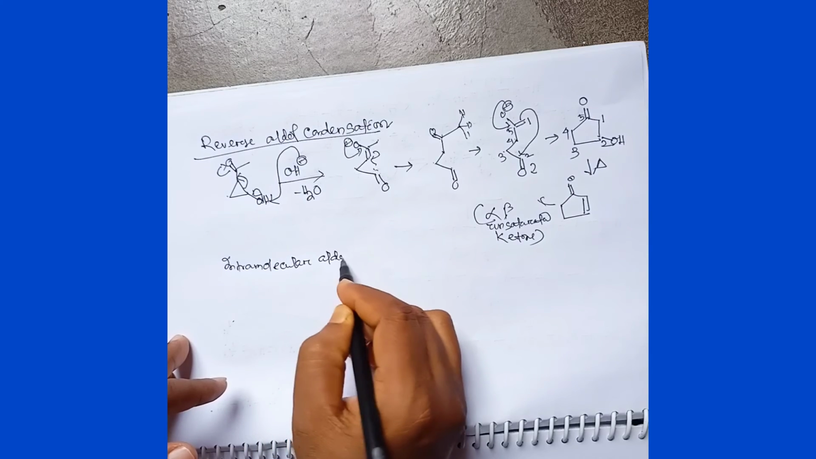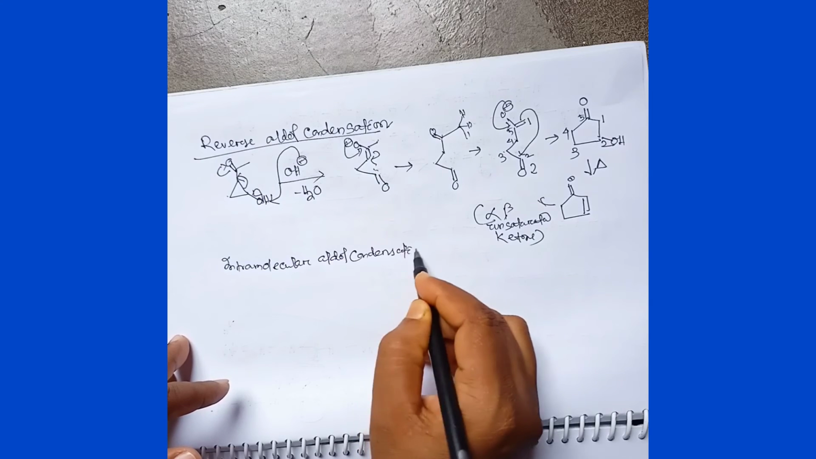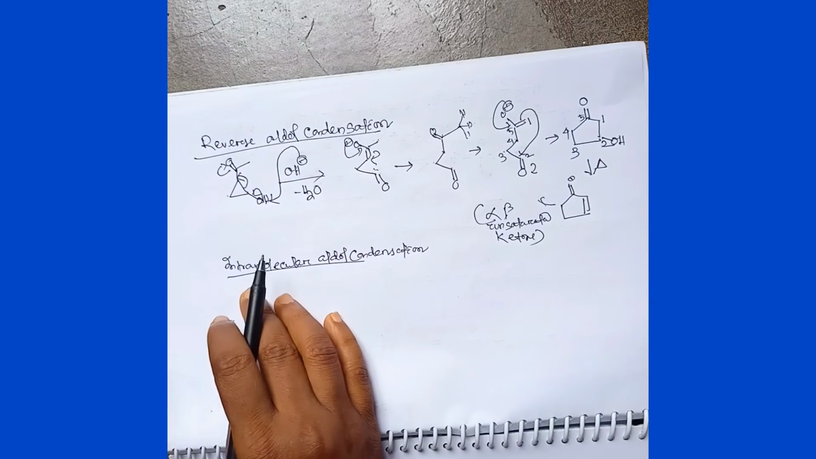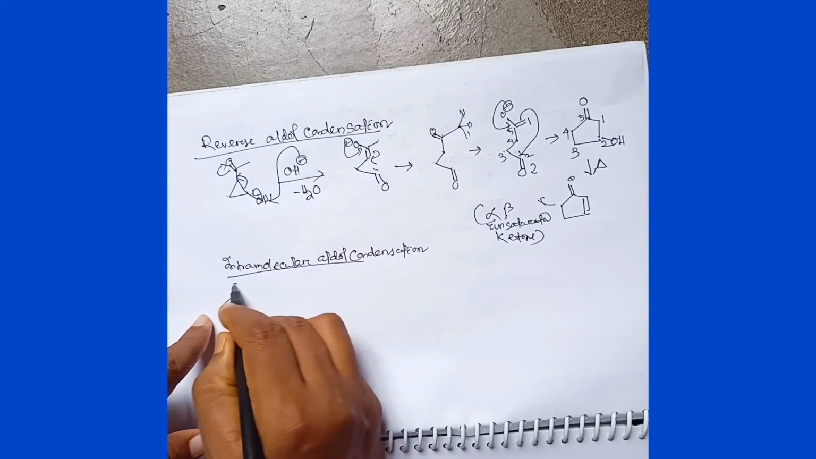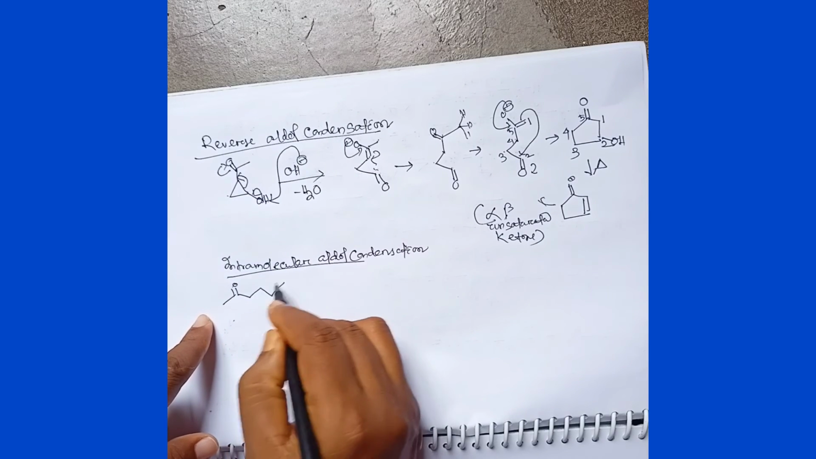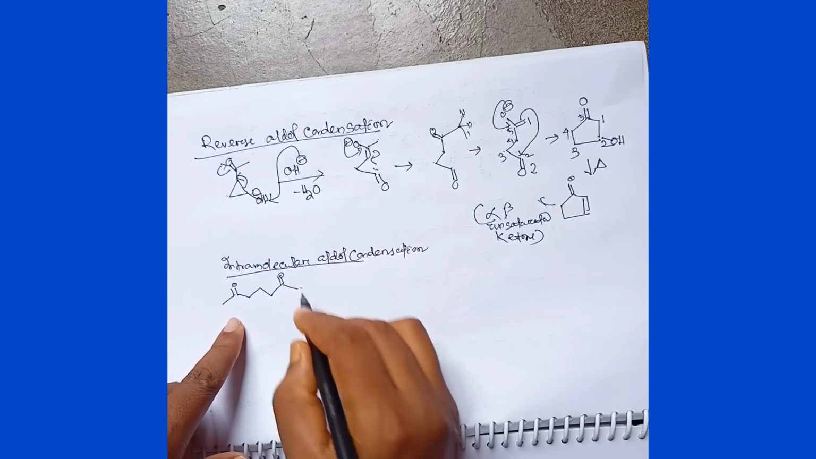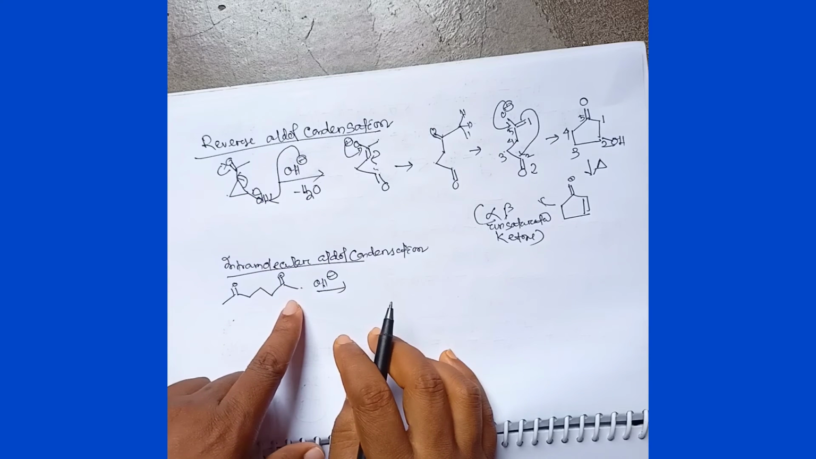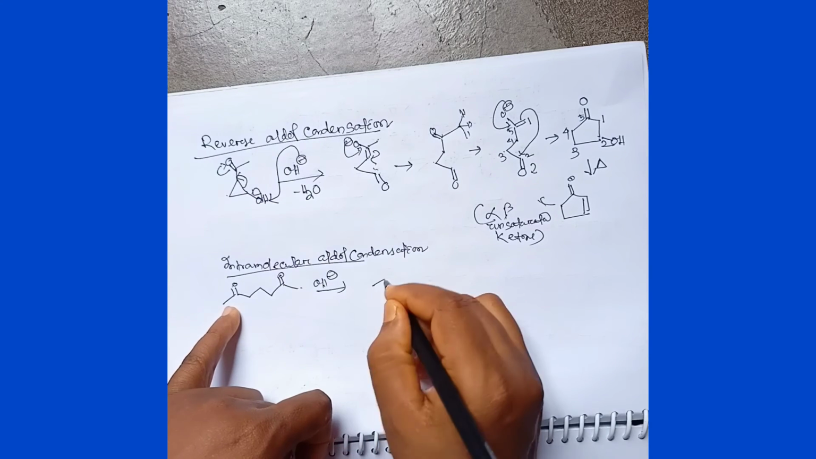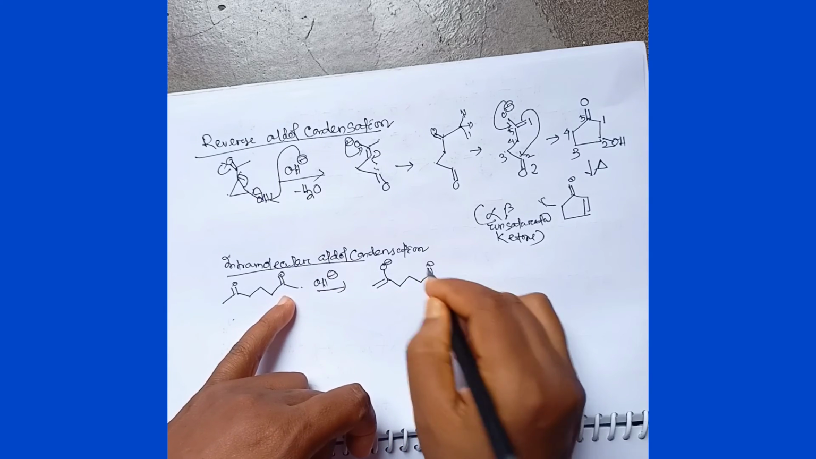Intramolecular aldol condensation. So this is one molecule. Now there is alpha hydrogen abstraction. After alpha hydrogen abstraction, this is the intermediate.